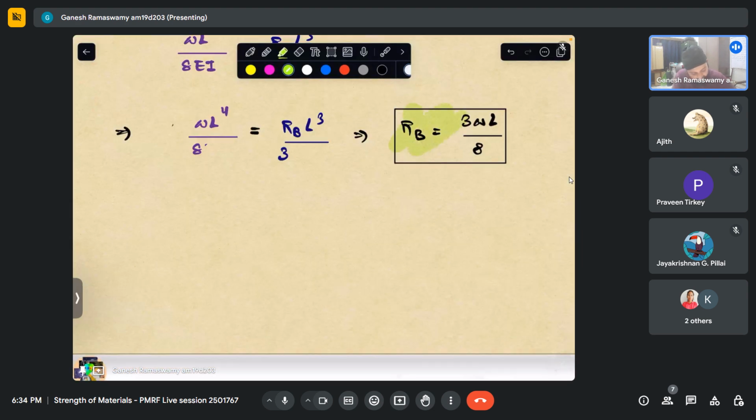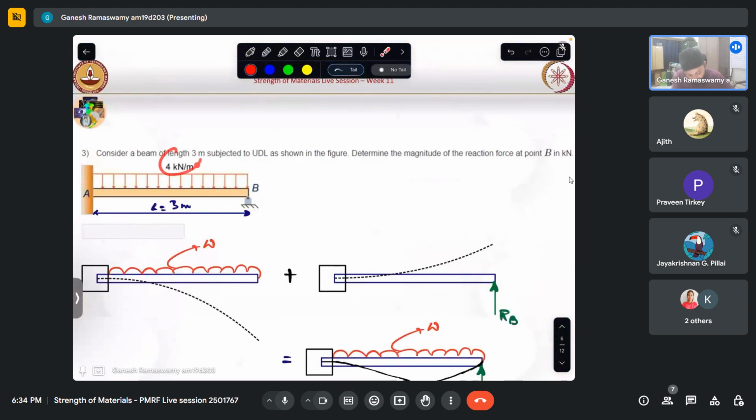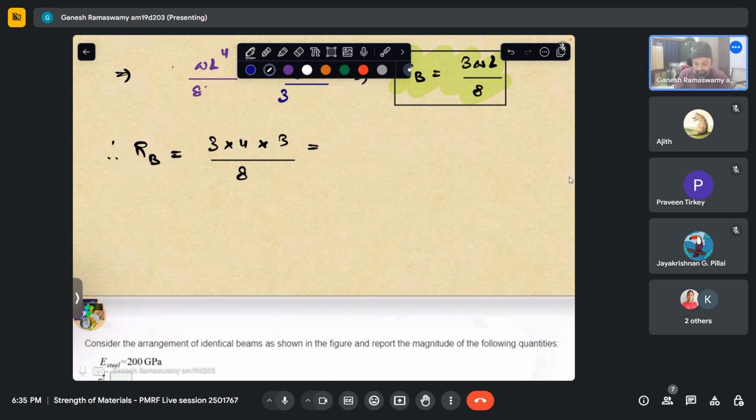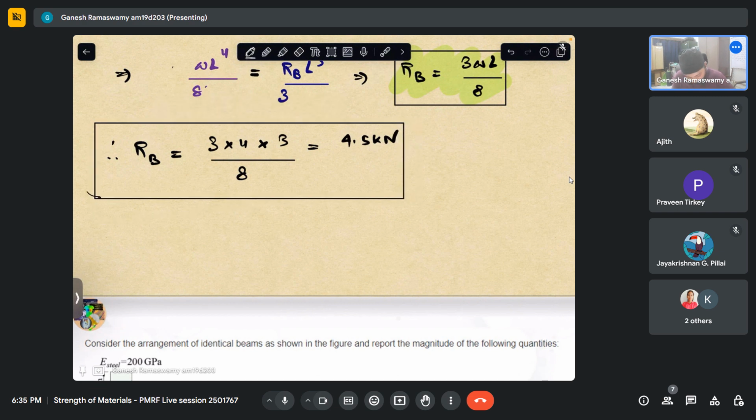3WL by 8. So therefore, if we were to plug in the values, W here is given to be 4 kilonewton, the length is 3 meters, and the reaction at B is what is asked. So this is 3 into 4 into 3 by 8, which comes out to be 4.5 kilonewton. So this is the actual reaction at the propped end.